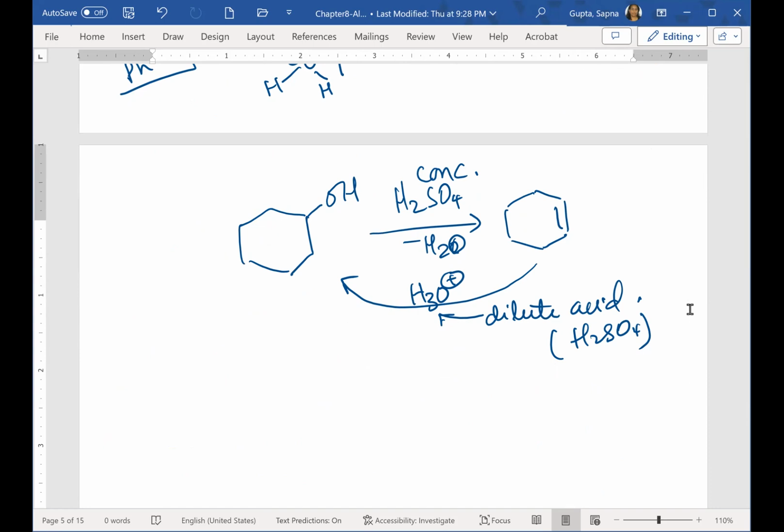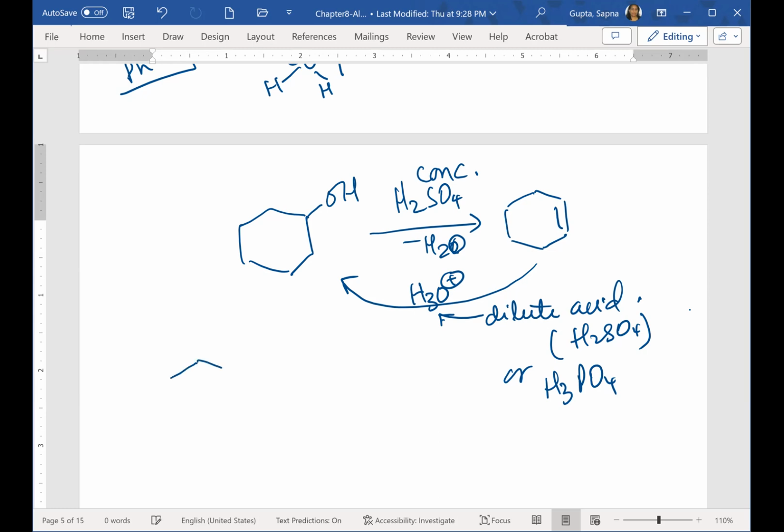You cannot use whichever acid is possible. Phosphoric acid you can use, okay? So H3PO4 you can use, but you cannot use halogenated acids. So HCl, HBr, no. You can't use those because then you will end up getting hydrohalogenation. So this reaction is in equilibrium.